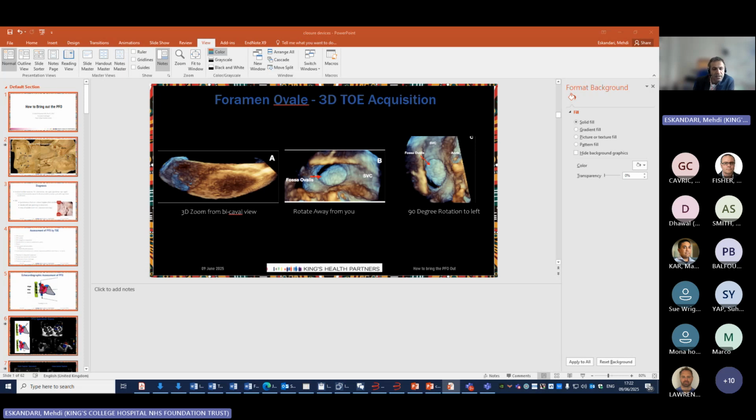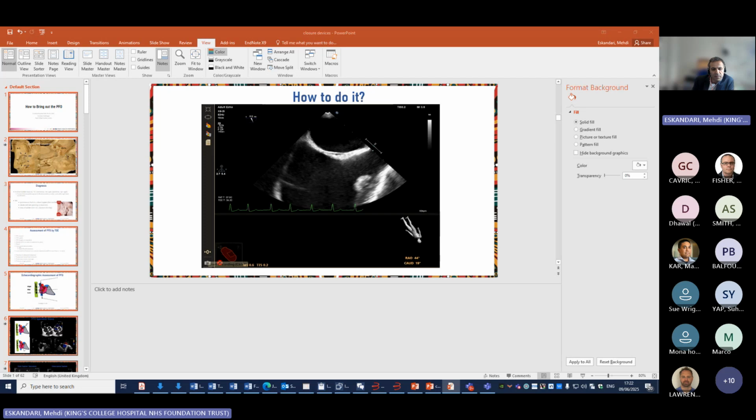Then you need to move it and rotate it away from you. That will give you a view from the right side of the heart. And if you rotate this 90 degrees to the left side, then you will expose a view that is similar to the fluoroscopy view, how the interventionist will see the structures on fluoro. This is almost a RAO view for the interventionist. This is a recorded view of how to do it. So that was the biplane view away from you, and then 90 degrees to the left will give you the view with SVC on the top, fossa, aortic valve, mitral valve, and IVC down there.